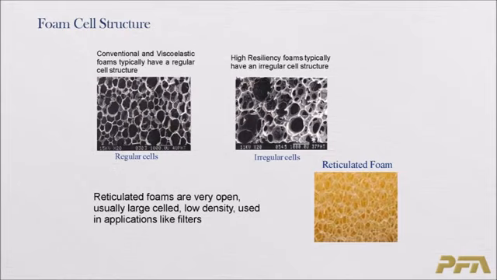There's another type of foam out there called reticulated foam. It's typically made from a conventional foam through either chemical or mechanical degradation to produce very large cells, and that's used for applications like filters or maybe outdoor furniture where you need super high airflow or water to easily drain from it.